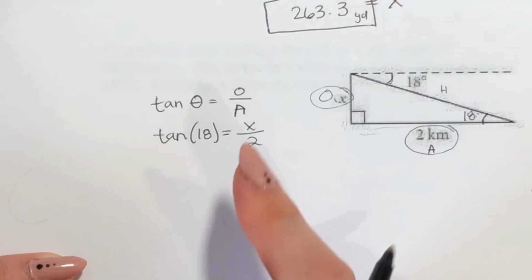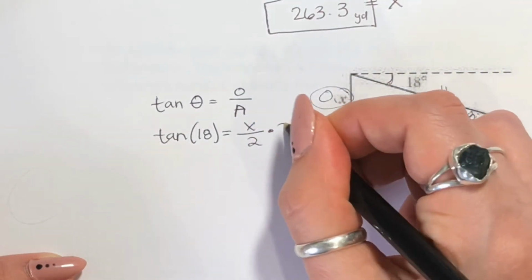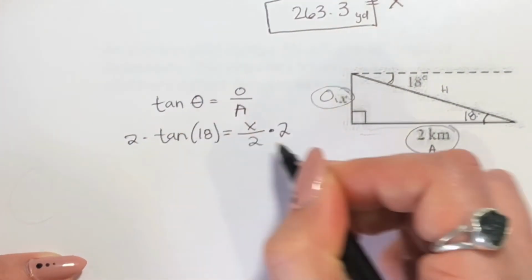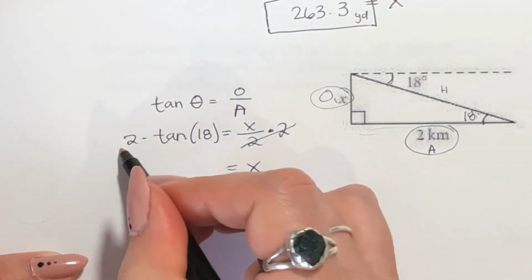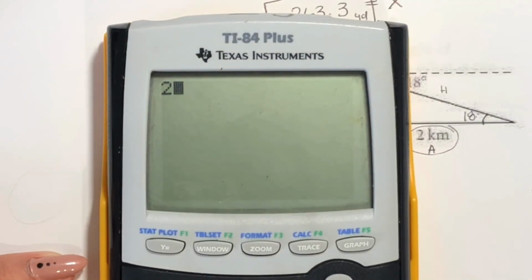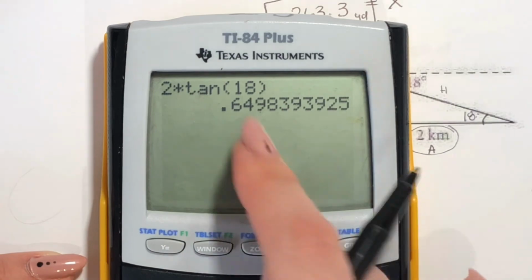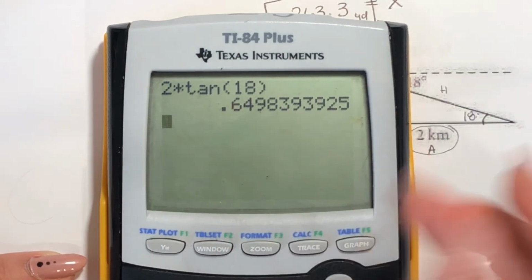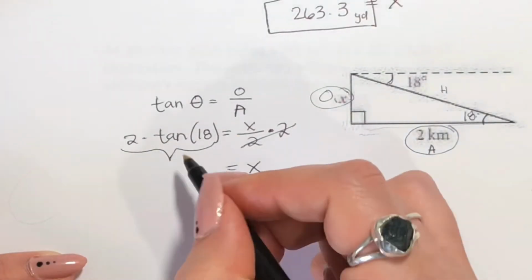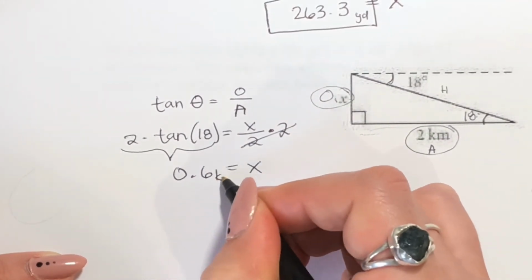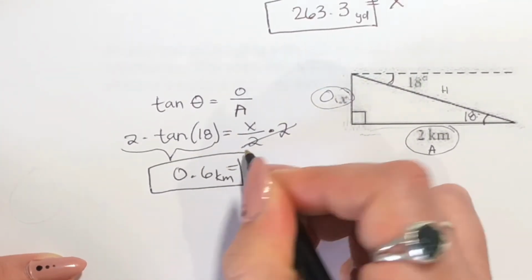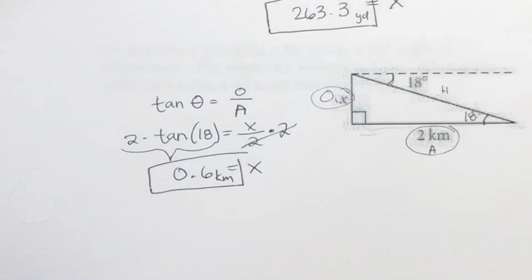And just like the last problem, you want to times by 2 to get rid of that divide by 2. So those cancel, x comes alone, and then this is what we're going to throw into our calculator. So 2 times tangent of 18 degrees, and we get 0.6 if we just round to the 10th place. And then we were measuring in kilometers on that one. And that would be your answer. It's kind of just a small one.